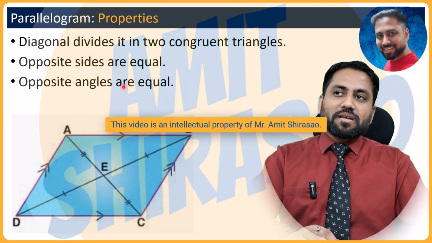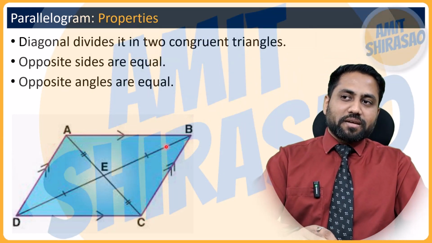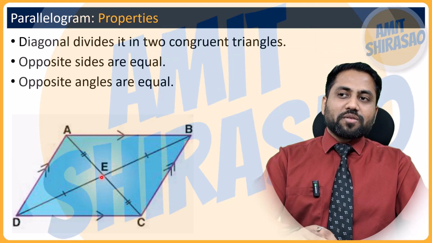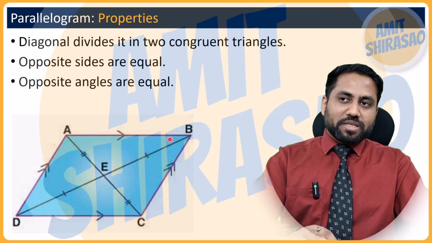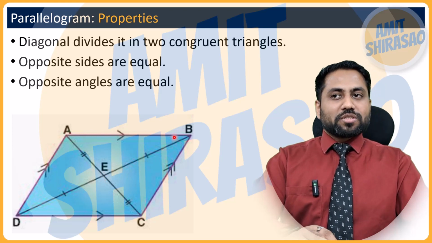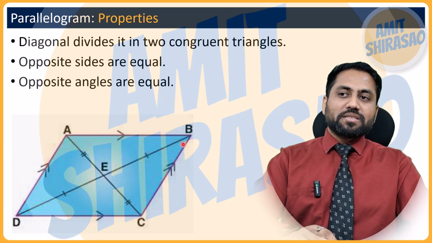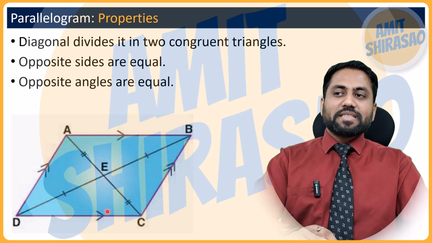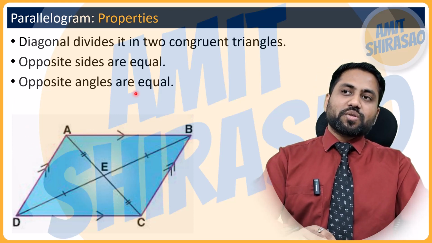Third property is opposite angles are equal. So I already showed you that this angle ABE is equal to EDC, and angle CBE is equal to angle ADE. Okay, so this is equal to this and this is equal to this. So the sum of these two will be equal to the sum of these two, right? And that's why this bigger angle, that is ABC, must be equal to angle ADC, this bigger angle, right? So this proves the third property also.